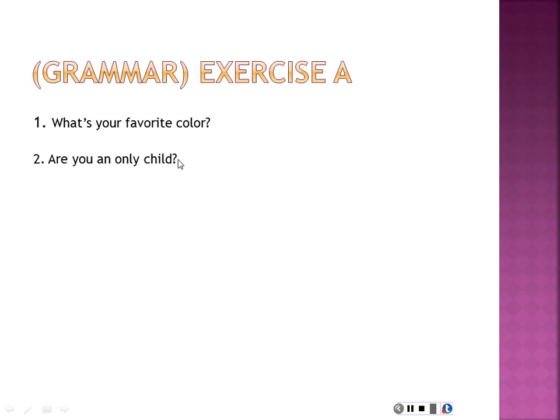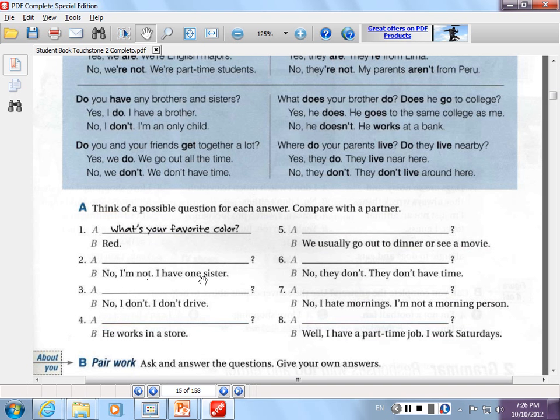The answer is no, I am not. I have one sister. So this is one of the possible questions that we can write. Number 3: No, I don't drive. So we use drive, maybe we can drive a car. So we can ask about a car or driving.